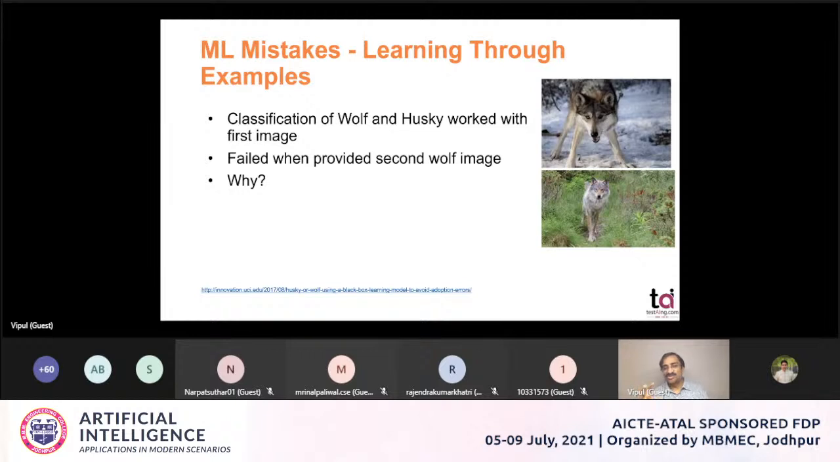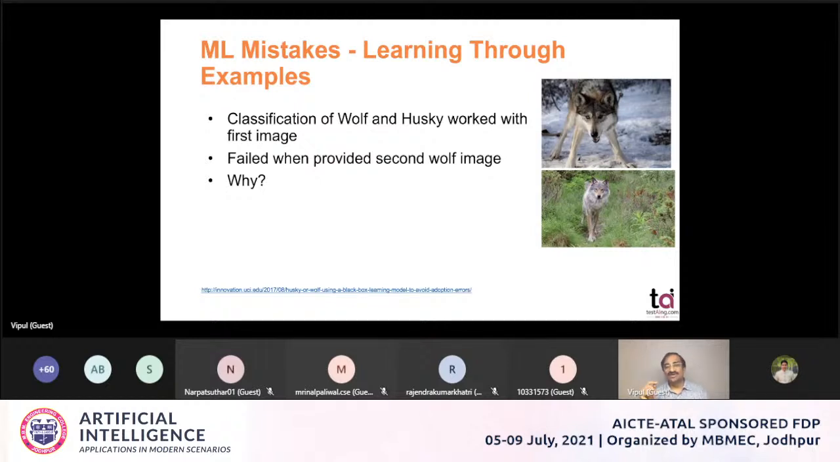As long as your test data had wolves in white and huskies in green background, your model was working accurately, 100%, and you were very happy. Right result arrived at using wrong method.